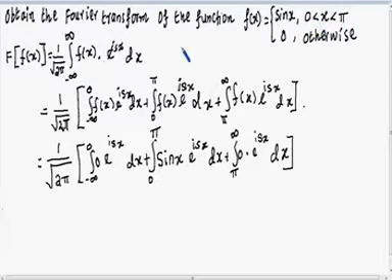Now let us write the Fourier transform of f of x, which is equal to 1 divided by square root of 2 pi integration of minus infinity to plus infinity f of x into e power i s x into dx. Now let us define f of x in various intervals.